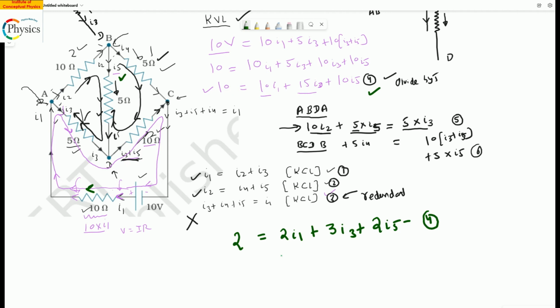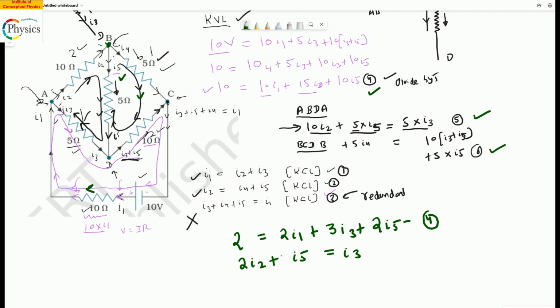Let's pick up this equation also, which is equation number 5. Take 2 common again. So you get 2I2 plus I5 is equal to I3. And let's pick up equation number 6 and solve it. Equation number 6 we built from the loop BCDB. This is the loop we had used.